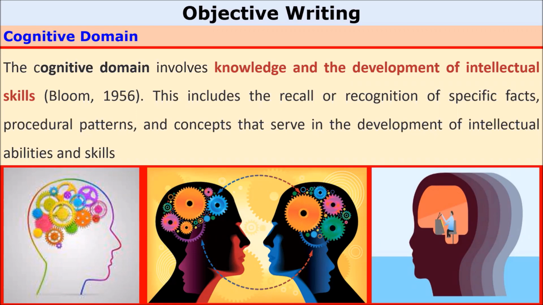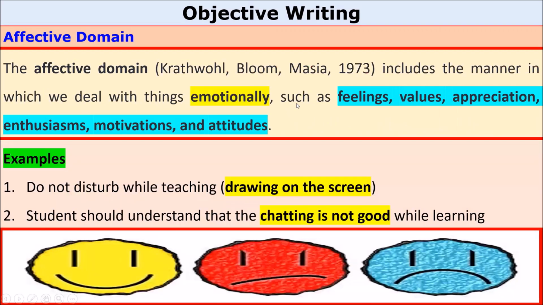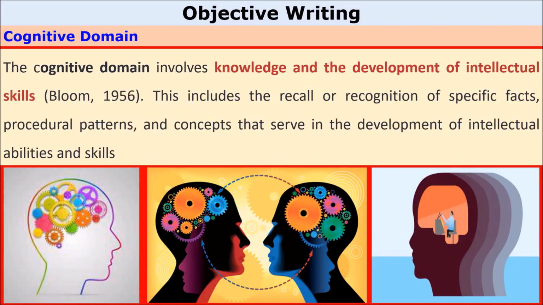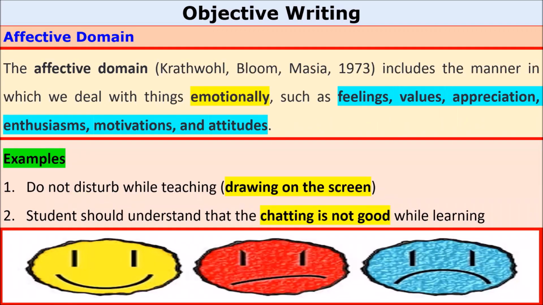The cognitive domain always concentrates on knowledge and the development of intellectual skills. Then which type of knowledge are you trying to give from this lesson? You want to identify the objective from that part. I will show some examples in the same lesson. Before that, look at the next part.